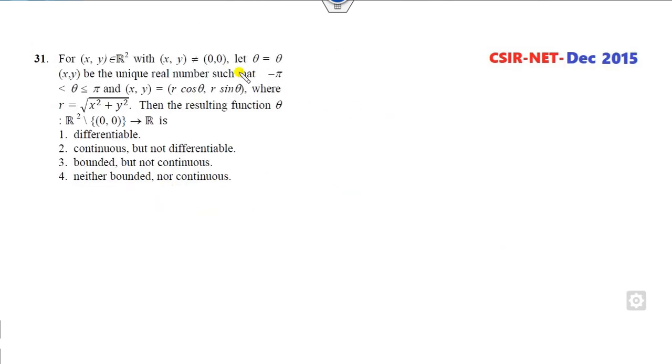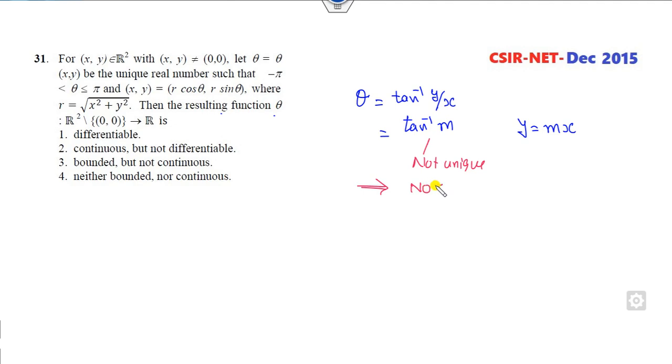Okay, which of the following is there? Theta is my unique real number, here then theta will be here. We all know I can write this number as this. Is it differentiable? So we will check about the parts. It's a 2 variable, y is equal to mx. So tan inverse m, which is not unique. So it means the limit does not exist. It means it is not continuous.